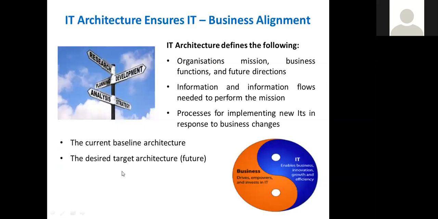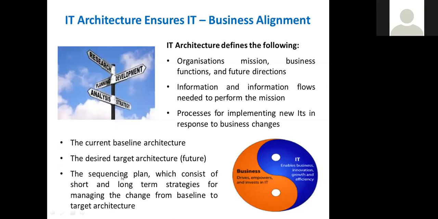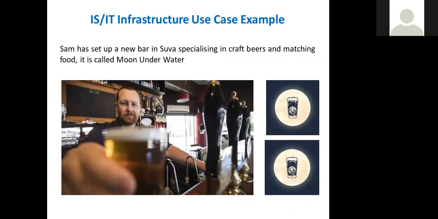The current baseline architecture, target architecture, and the plans in which and how you are going to go about fulfilling and achieving your business objectives. And most of the time, the objective is to make money. So we are going to look at this use case example, and then we are going to stop.